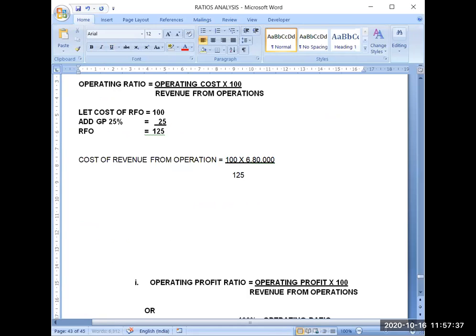$125. So when I simplify it, now 100 and 125: 25 fours are 100 and 25 fives are 125. So it will be 4 multiplied by 6,80,000 divided by 5.